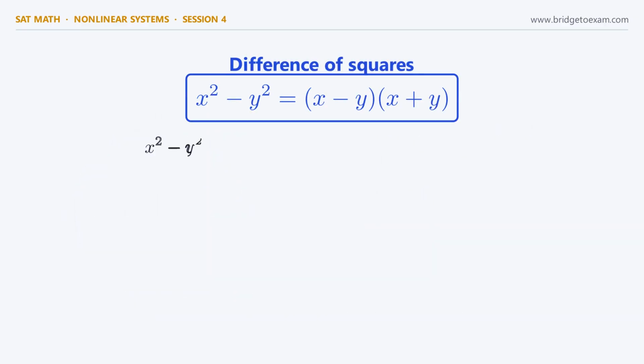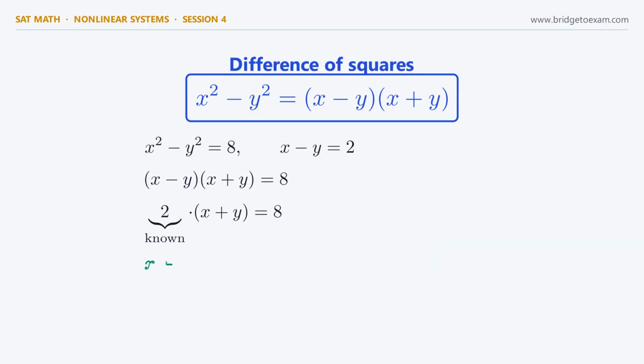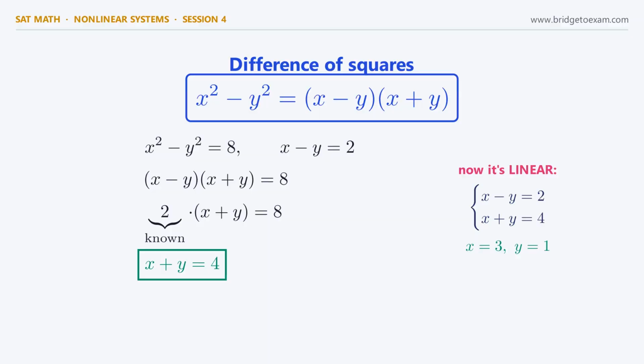Now, the pattern that shows up constantly, the difference of squares. x squared minus y squared factors as (x minus y) times (x plus y). Memorize that shape. Here's why it matters. Suppose x squared minus y squared equals 8, and x minus y equals 2. The brute force approach: solve the second equation for x, substitute into the first, expand everything, and grind. That's a couple of minutes and several chances to slip.